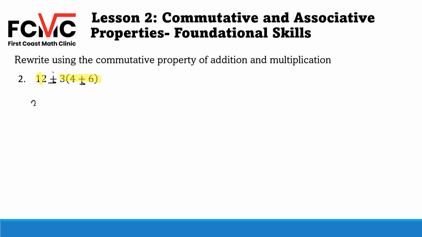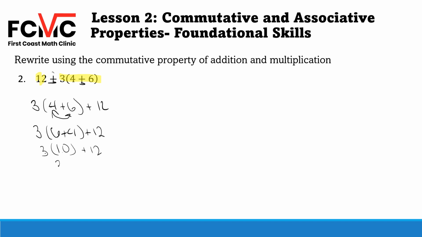We'll maybe move like 3 times 4 plus 6 plus 12. And then another switch we can make is move the 4 and the 6, switch the 4 and the 6. So 3 times and then 6 plus 4 plus 12. All right, and to check this, let's add in the parentheses. 4 plus 6 is 10 times 3 plus 12. 3 times 10 is 30 plus 12, and that gives us 42.